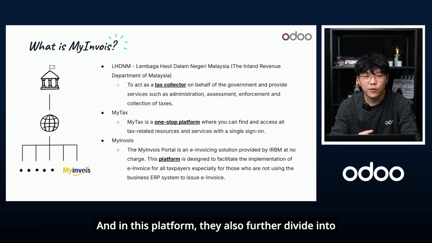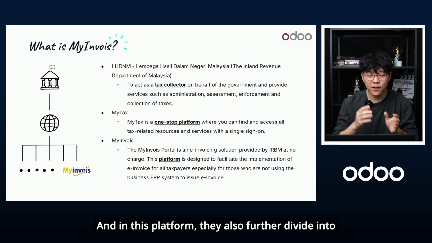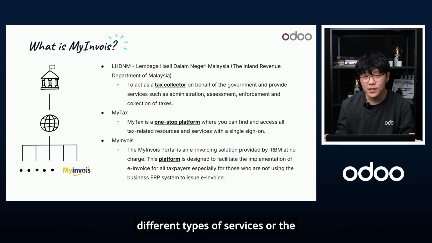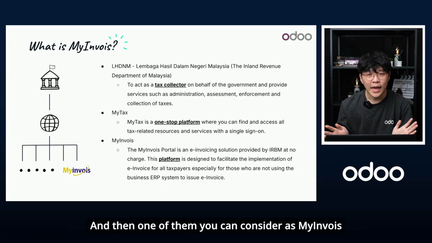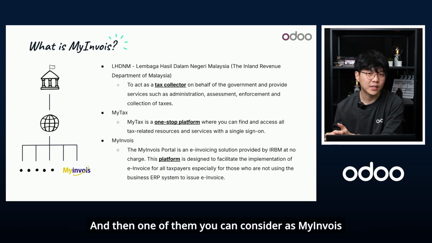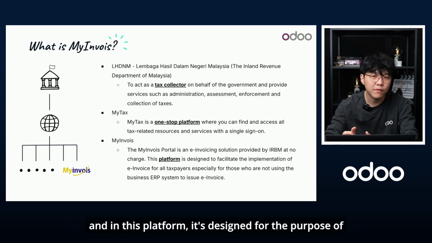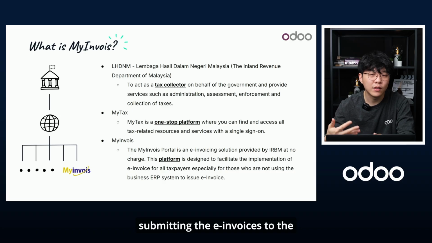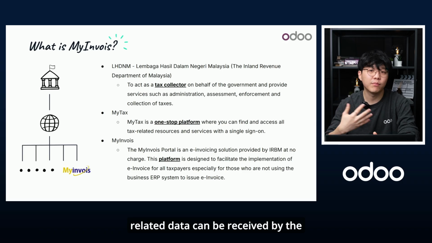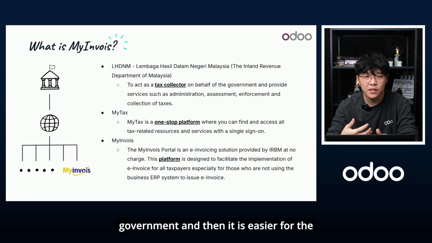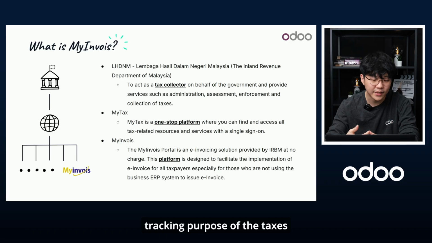In this platform, they further divide into different types of services, or the platform can support different types of services. One of them you can consider as MyInvoice, and this platform is designed for the purpose of submitting the e-invoice to the authority, so that all the transaction-related data can be received by the government, and it is easier for tracking purposes of the taxes.